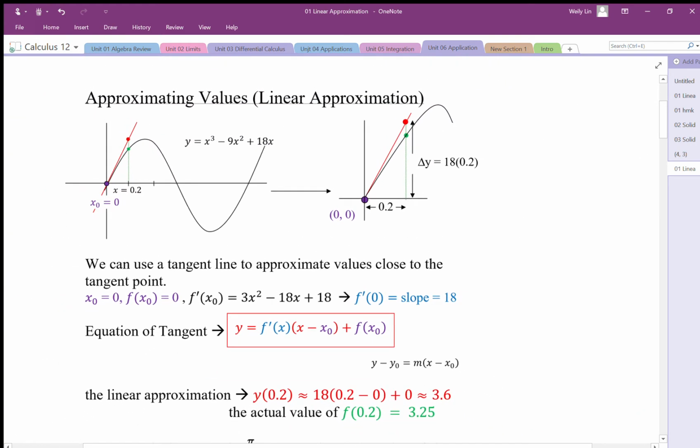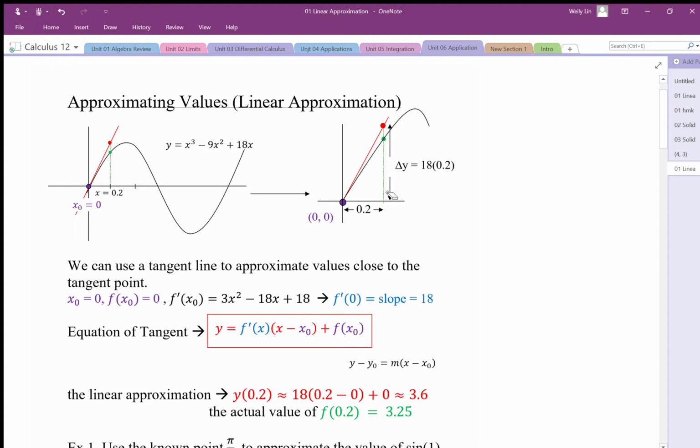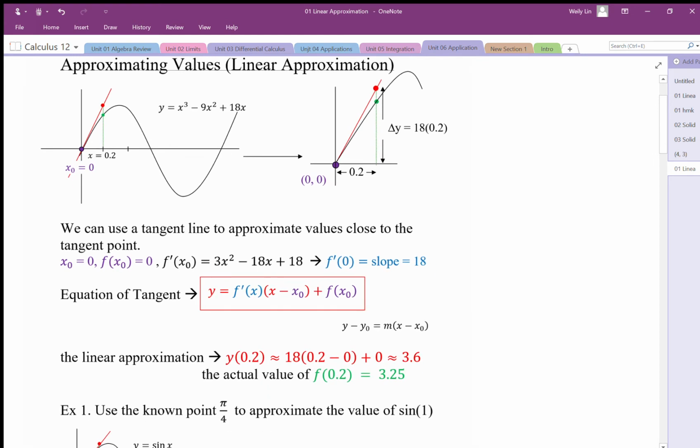We can see that the change in y here is going to be calculated by that change in x times the slope. Okay, the change in y is 3.6, and since we're starting at 0, that actually represents the y coordinate. And you can see that it's above that line. Okay, so it's above that green point. So it is an overestimate.